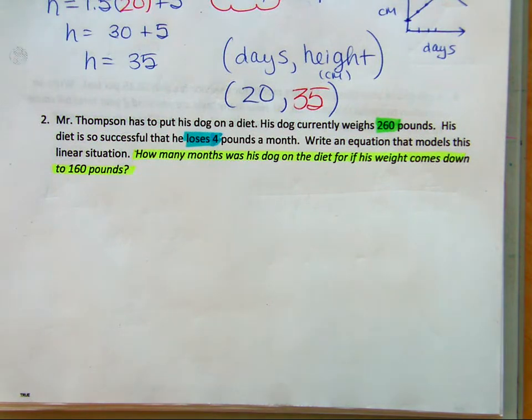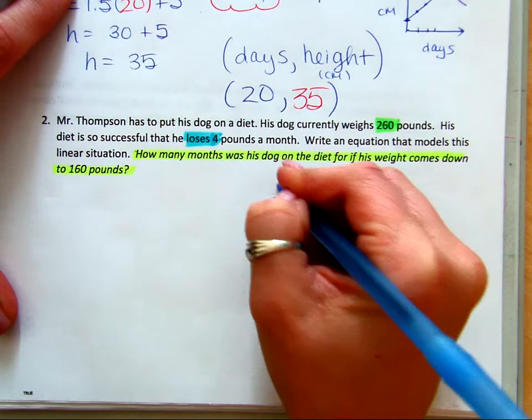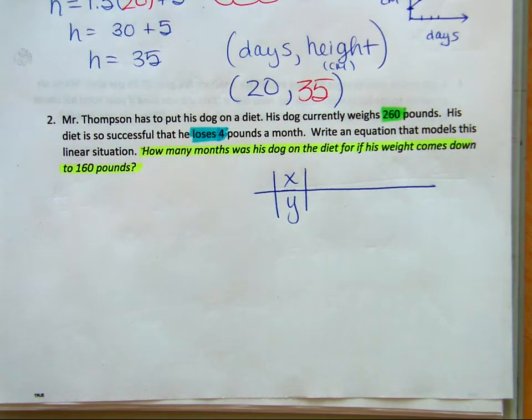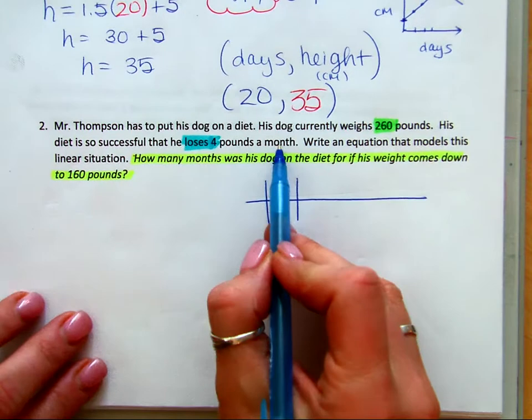Up here. Eyes up here. All right? So, what we're going to do is we're going to make our table. So go with me on this. X and Y. Possibly the most important part right now is what is X and what is Y. X is actually what? What's our time period? Months.